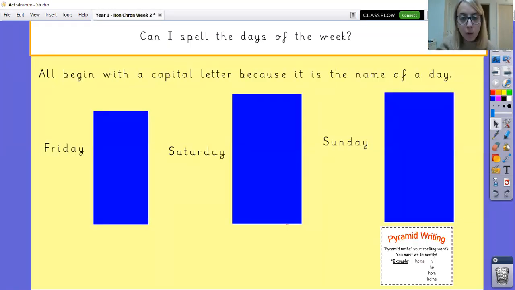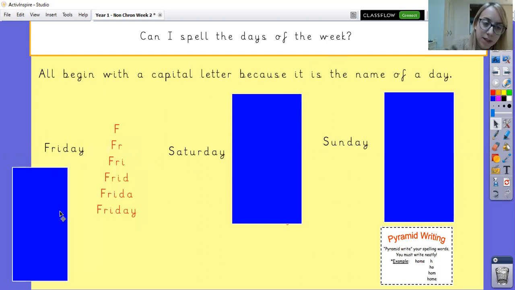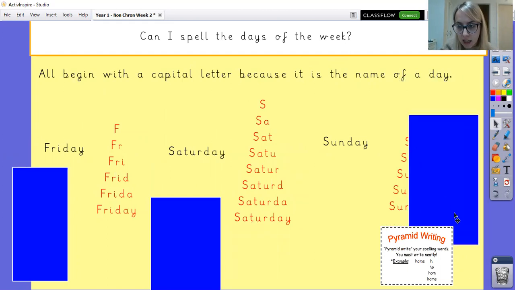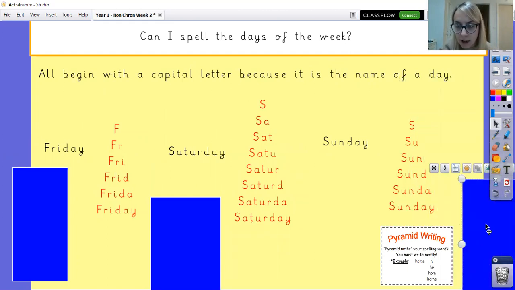So we've been practicing spelling the days of the week this week. We're going to move on to our final 3 days. We've got Friday, Saturday and Sunday. So we're going to practice in the same way we've been doing the last few days using our pyramid writing. Taking them away, there we go, you can see them.